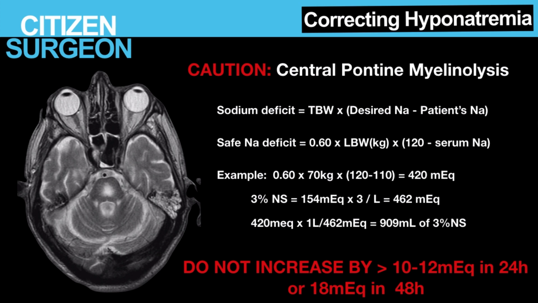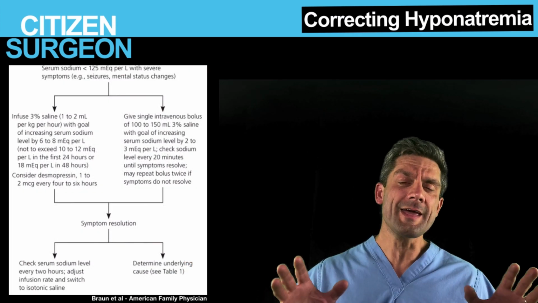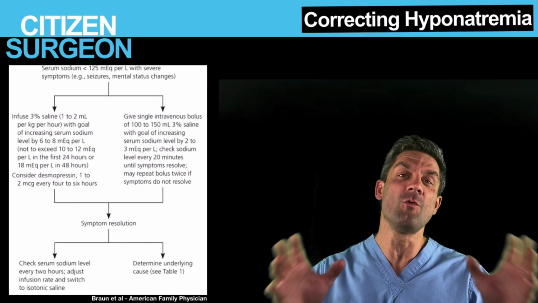And I will say this in big red caps, do not increase by more than 10 to 12 milliequivalents in 24 hours or 18 milliequivalents in 48 hours. And if you do, you're going to increase the risk of CPM or central pontine myelinolysis. And that can be a really scary thing, so you want to avoid that.